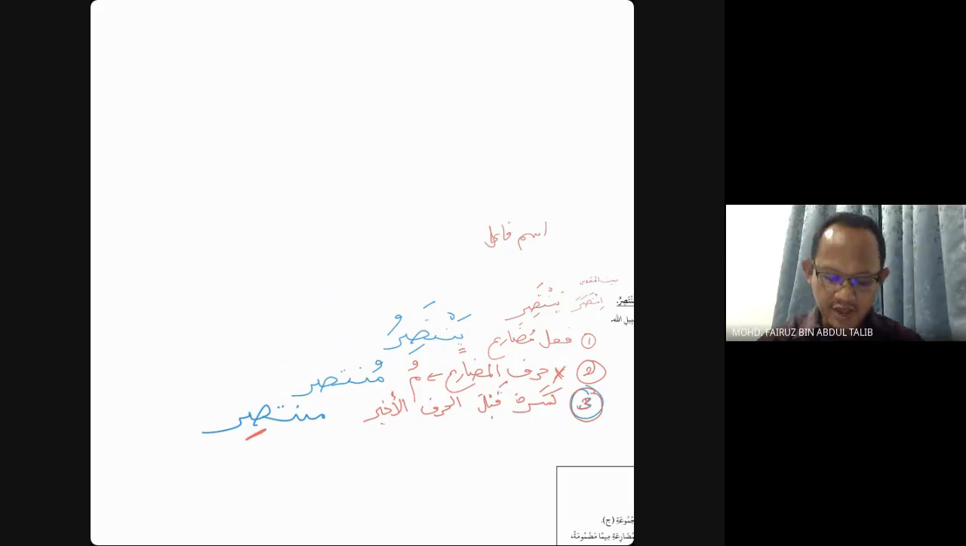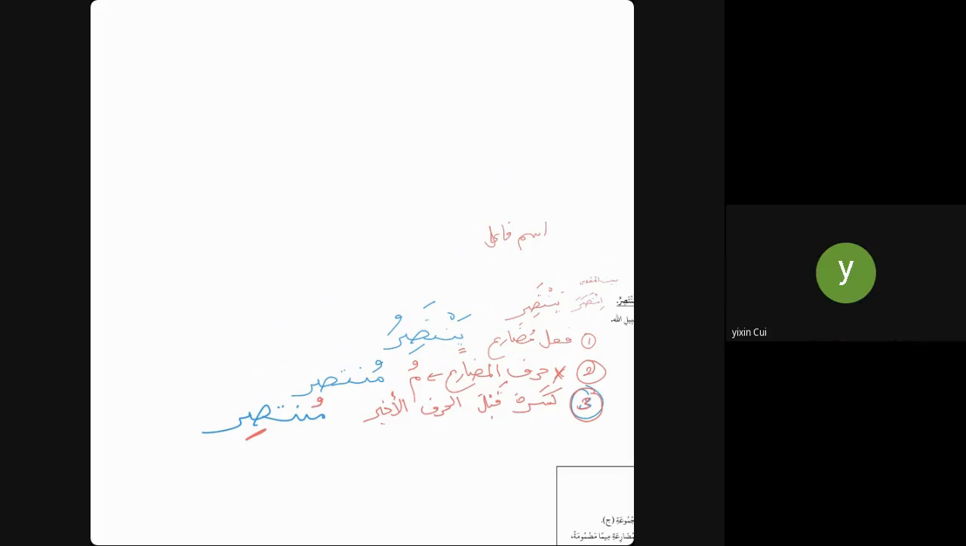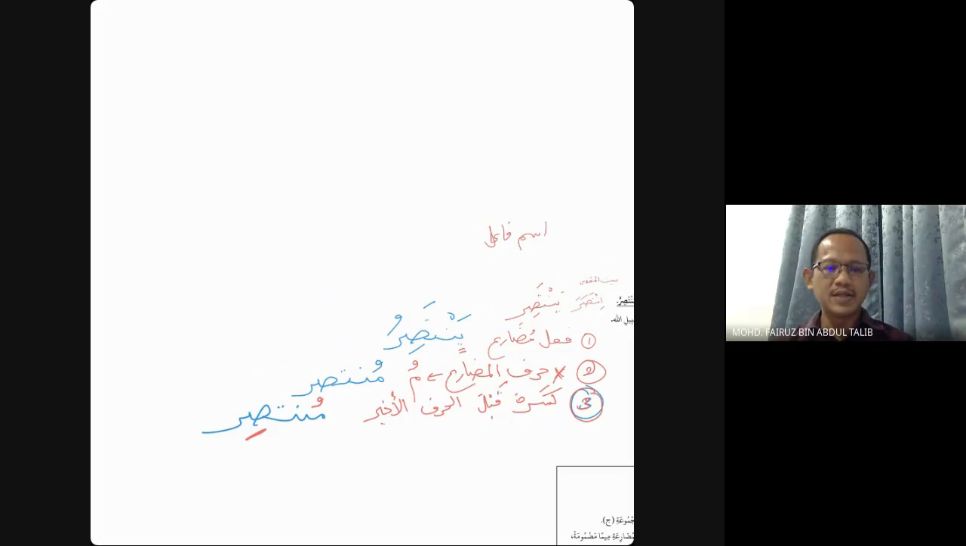What about the mim? You need to have a mu. This is the word. So how do you read it? The rest you just follow the fi'il. Yantasiru, muntasirun. So now you get the isim fa'il for this verb.